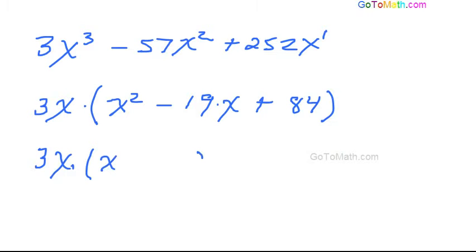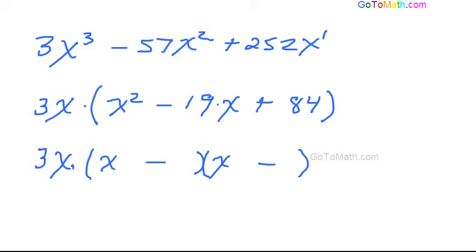Let's go ahead and rewrite this. x times x is going to be your x squared. Now this is a negative and this is a positive, so that tells me that this is going to be a minus and this is going to be a minus here. Now we've got to look at this 84 and break that up.